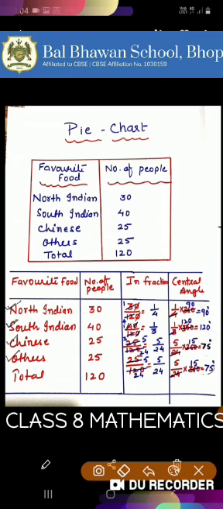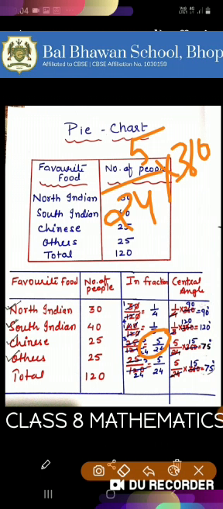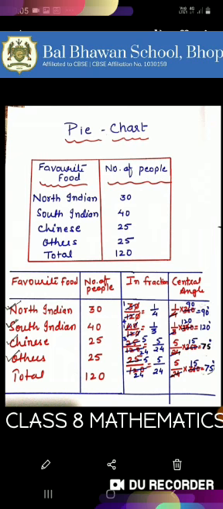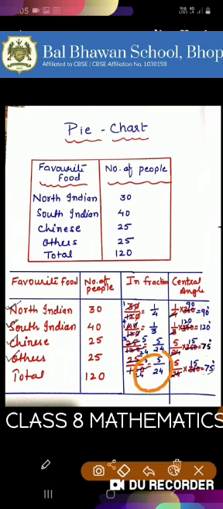And for the third fraction, which is 5 upon 24, we will write down 5 upon 24 into 360 degrees. Right? So if we cancel 360 directly by 24, we will get 15. And after multiplication of 15 and 5, we will get 75 degrees. Just like this, in the fourth fraction, again we will get 75 degrees, because the fractions are the same.